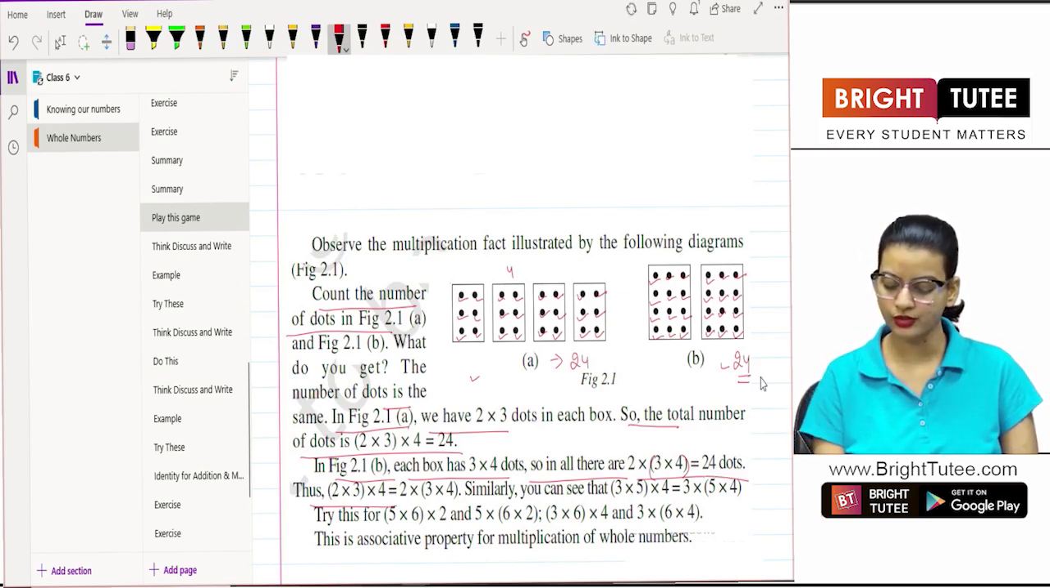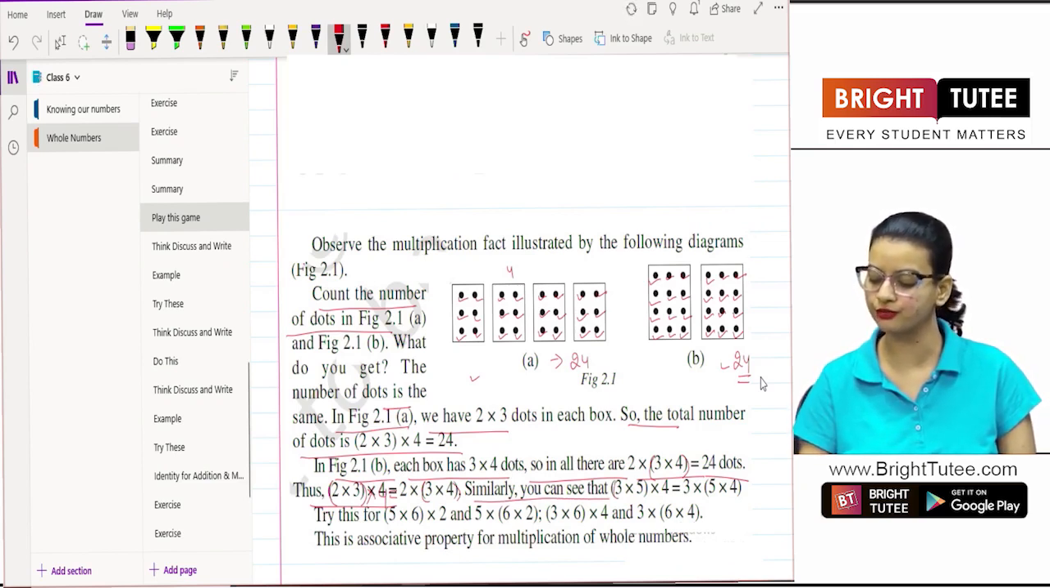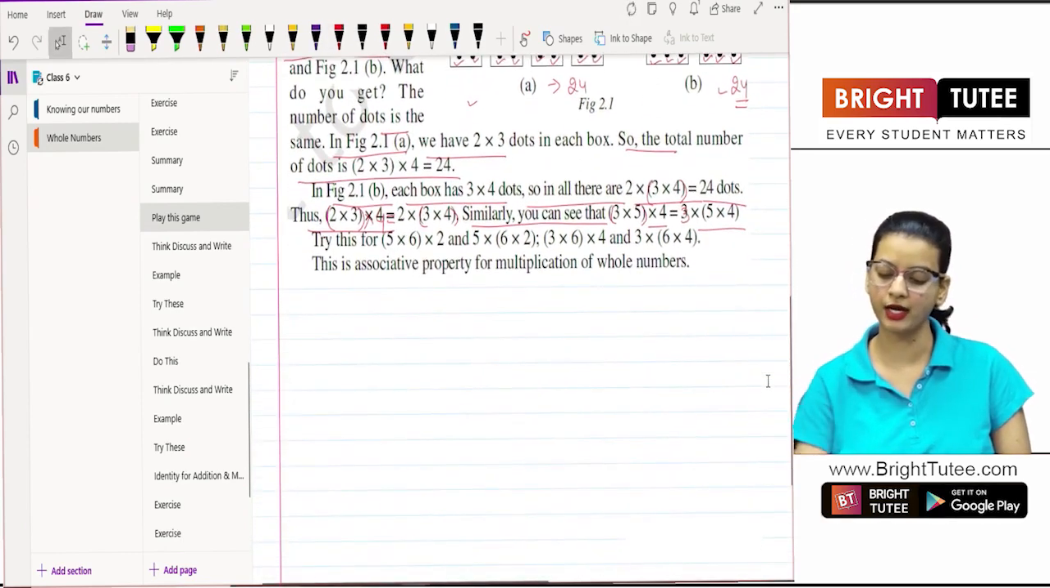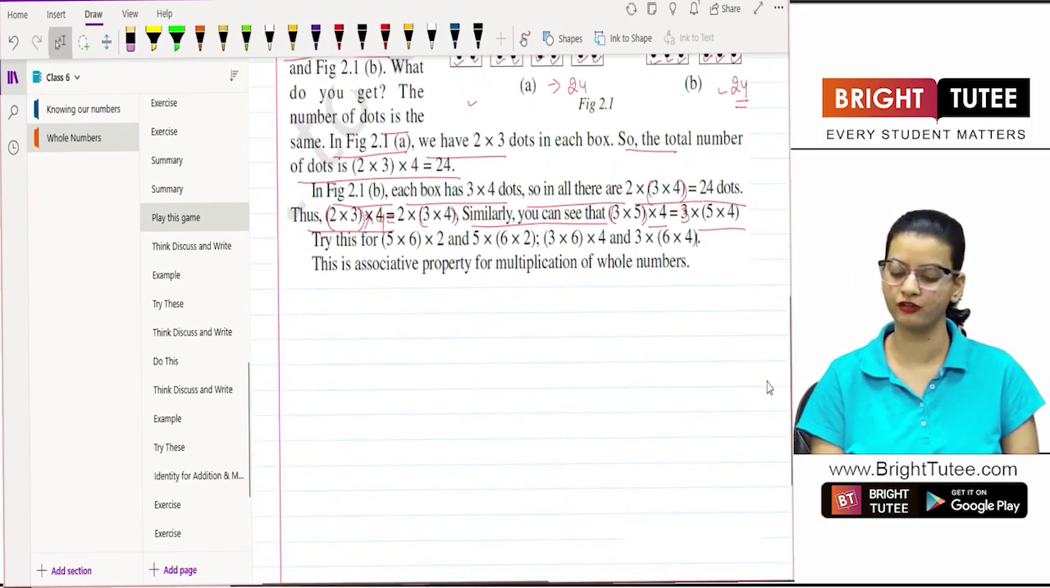So (2 into 3) into 4 is equal to 2 into (3 into 4). Similarly, you can see that (3 into 5) into 4 is equal to 3 into (5 into 4). Now, the same thing you can try out for any numbers.